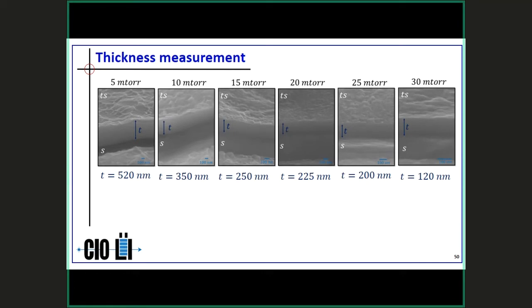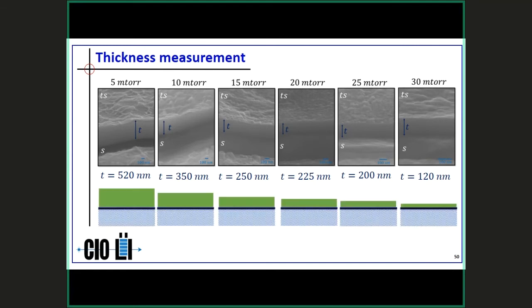As you can see, each sample has a different coating thickness. Another thing that can be concluded from these photographs is that as we increase the argon deposition pressure, there is a decrease in the coating thickness. In that way, the sample produced with the lowest deposition pressure got the highest coating thickness. In the other case, the one with the highest deposition pressure, 30 milliliters, got the lowest coating thickness.